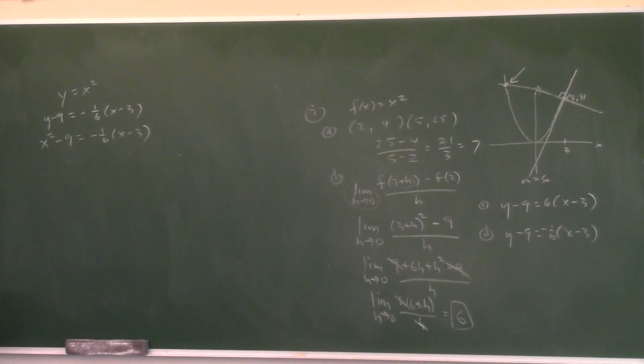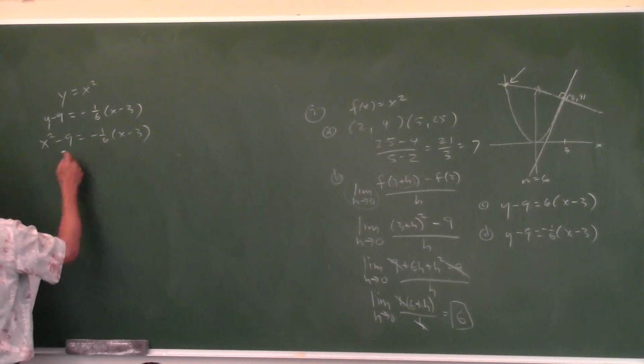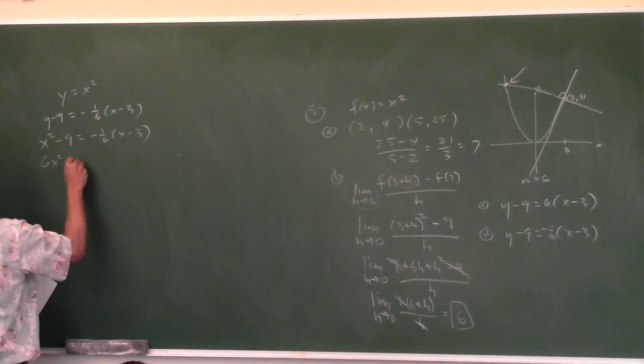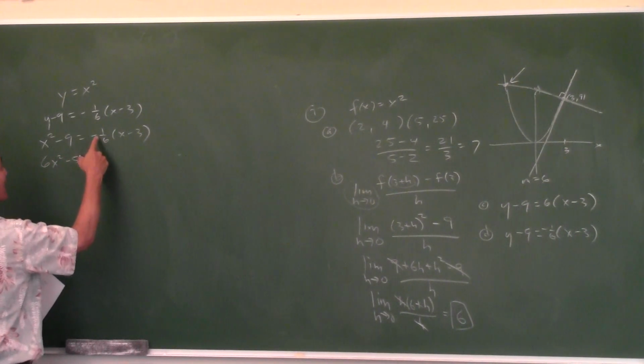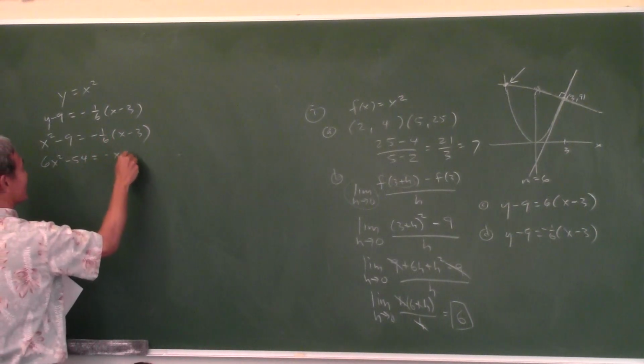Now, when I solve equations on the board, I like to do it efficiently because some of you, I know you guys would distribute the minus 1/6, yeah? I know. Wouldn't it be easier to just multiply both sides by 6 to get rid of the fractions and then distribute the negative 1 like that?